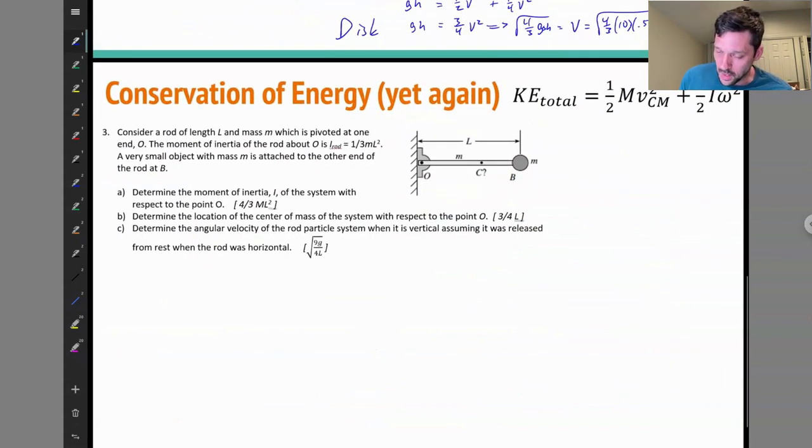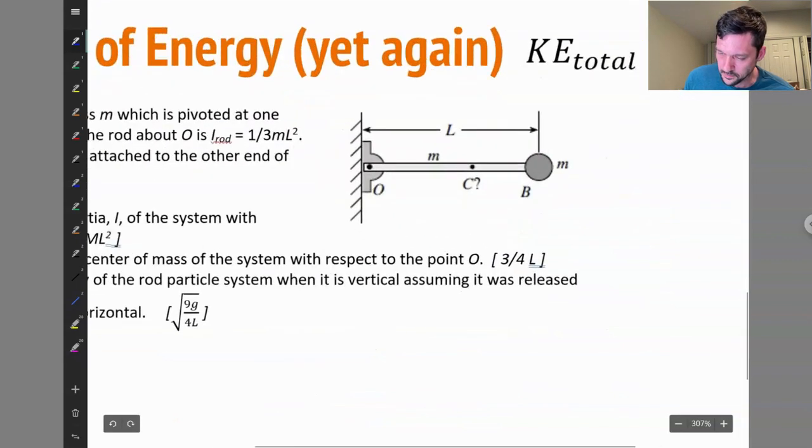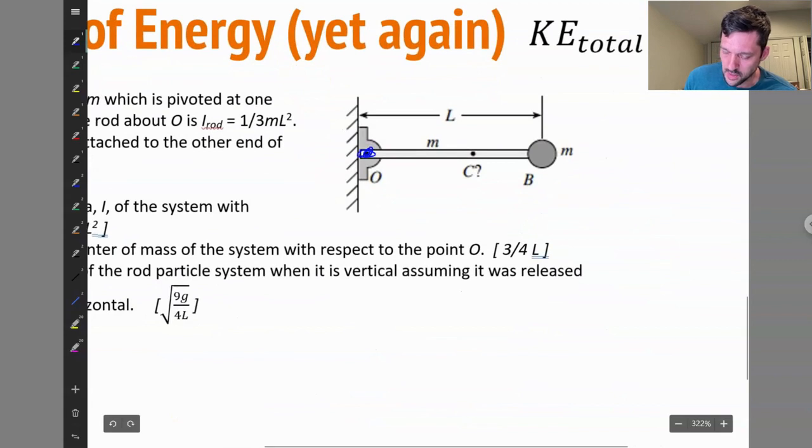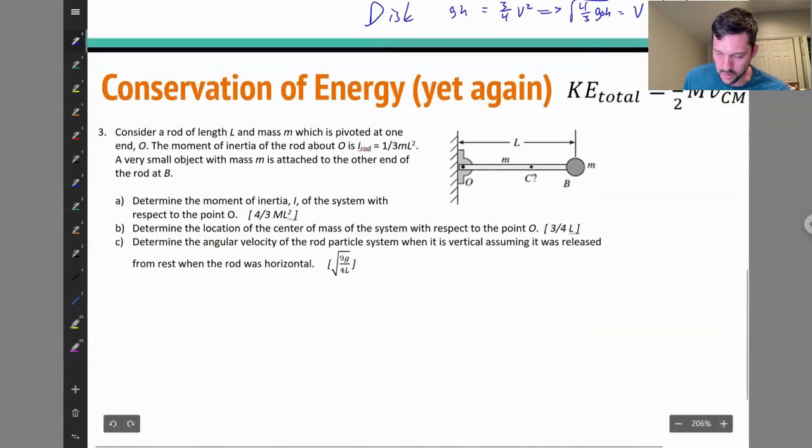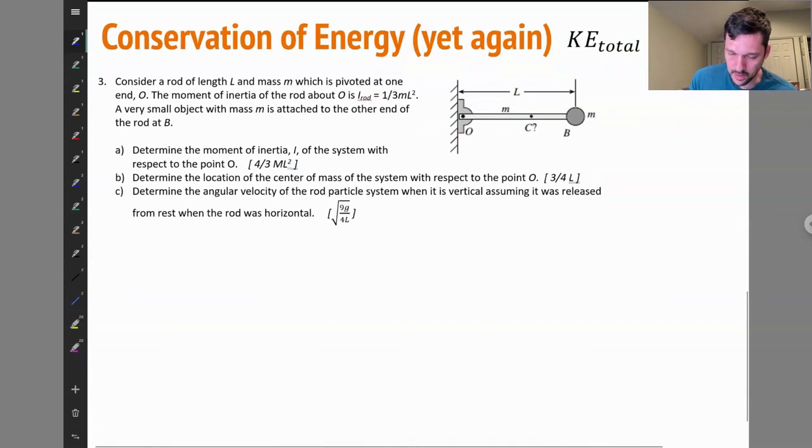An object which consists of a rigid bar is hinged on the left side, and it has a point mass, or a blob, at the end of it. And so we're going to let this thing go. We're going to let it fall, and we're curious about a few things. First, and the order of questions is convenient because it leads us all the way through. We don't have to know how to get from here to there right off the bat. So first, let's figure out the moment of inertia of the system.